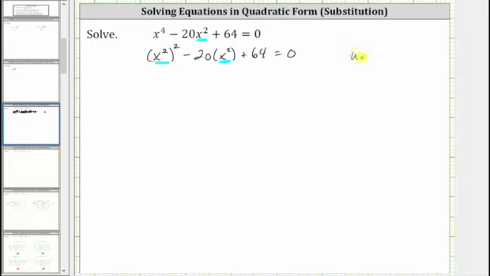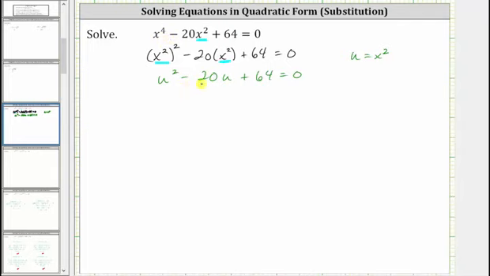So if we let u equal x squared, notice how we can now write the first term as just u squared, minus, this would just be 20u, and then we have plus 64 equals 0. So by performing a substitution, we're able to write the given equation as a quadratic equation, which is why the original equation is considered to be in quadratic form.